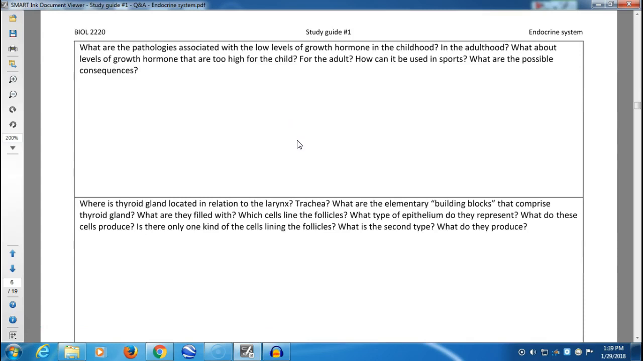Abnormalities in childhood: too low leads to dwarfism, too high to gigantism. In adulthood: too low leads to lethargy, there's no really specific term, too high to acromegaly. Okay?